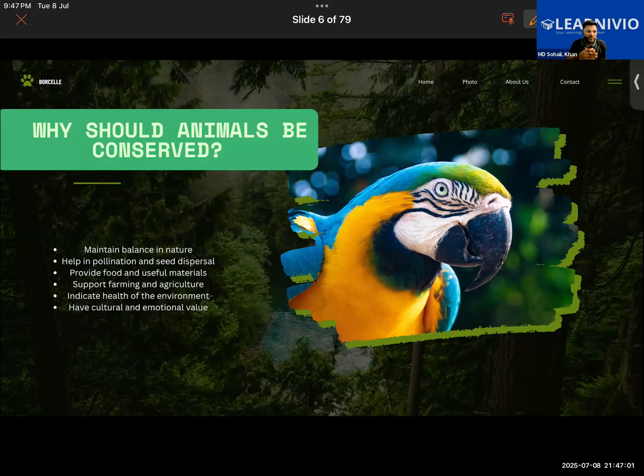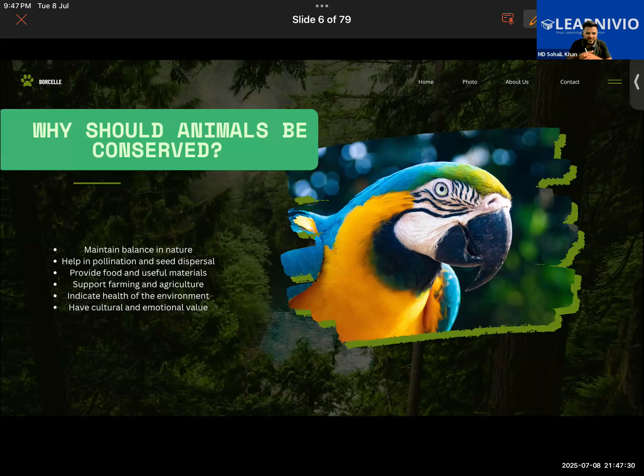If the water bodies are polluted, fewer animals and fewer fish would be there in that water body. So the number of animals present in that area will also indicate the health of the environment, whether it is good or bad. More animals means the environment is good, because it is fulfilling all the requirements of the animals. Fewer animals means that the environment is not fulfilling their requirements.